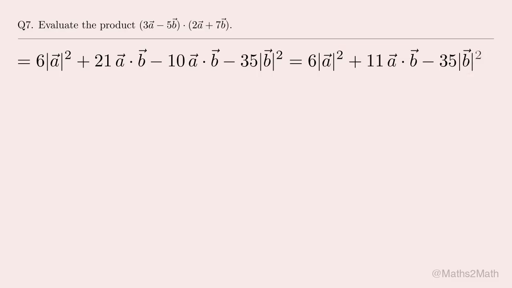Question 7. Expand by distributivity. The cross terms combine since the dot commutes. 6a squared plus 21 minus 10 mixed terms minus 35b squared.